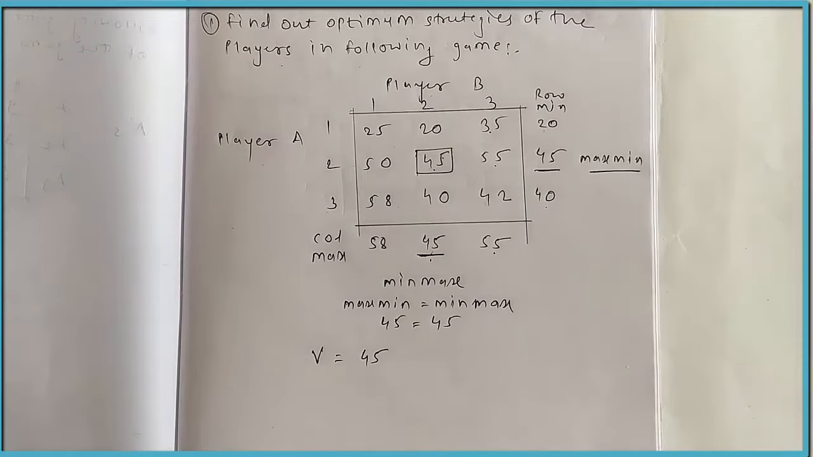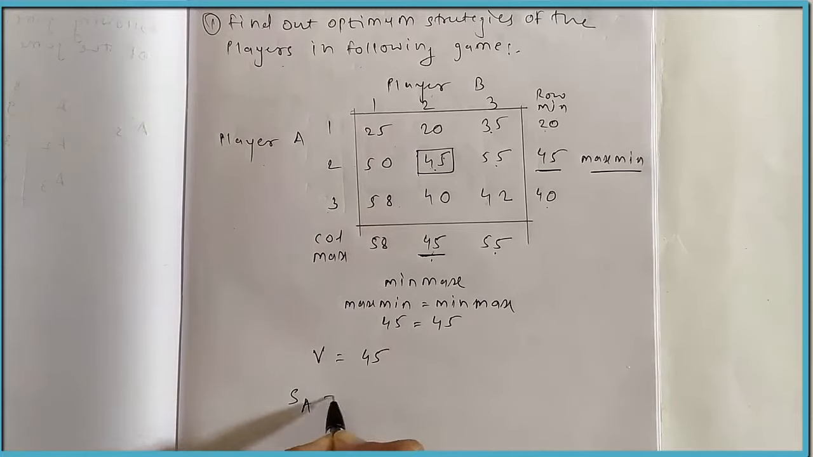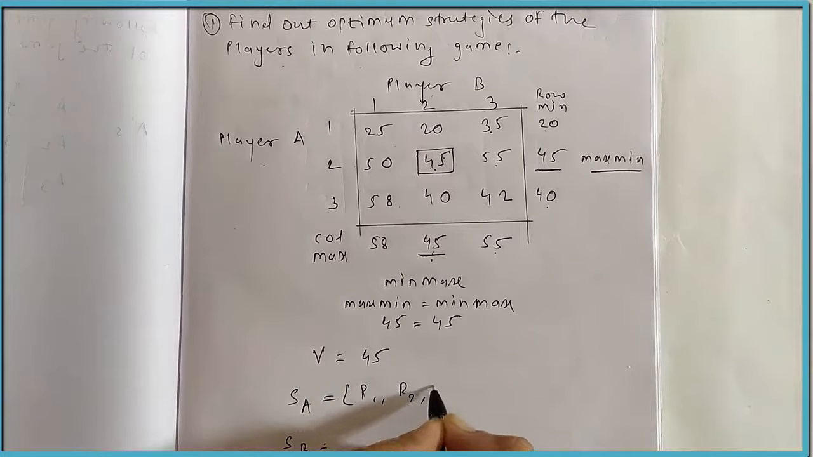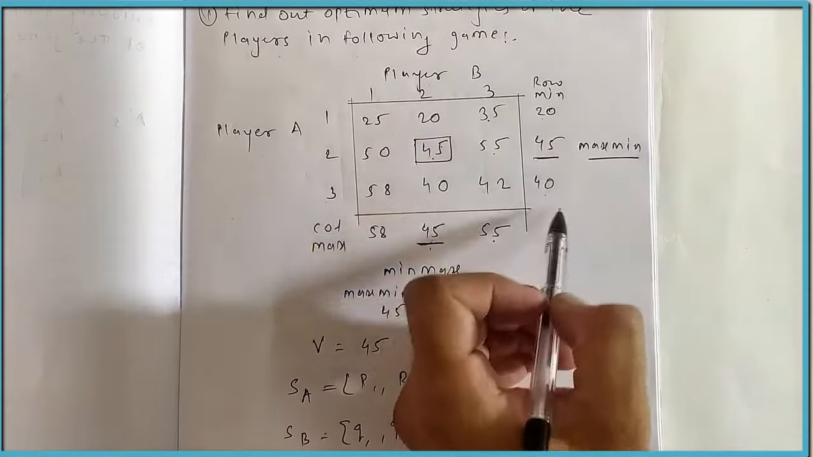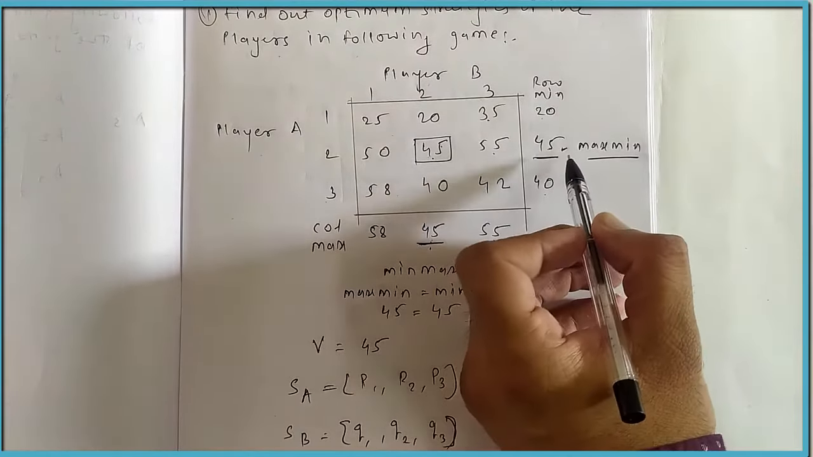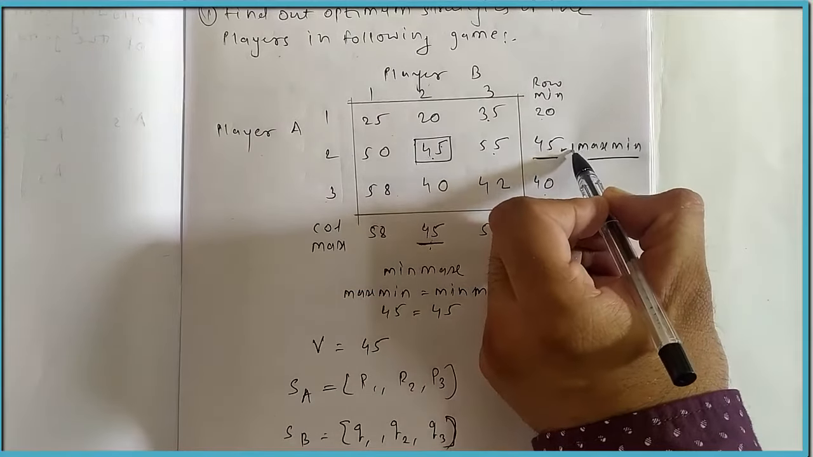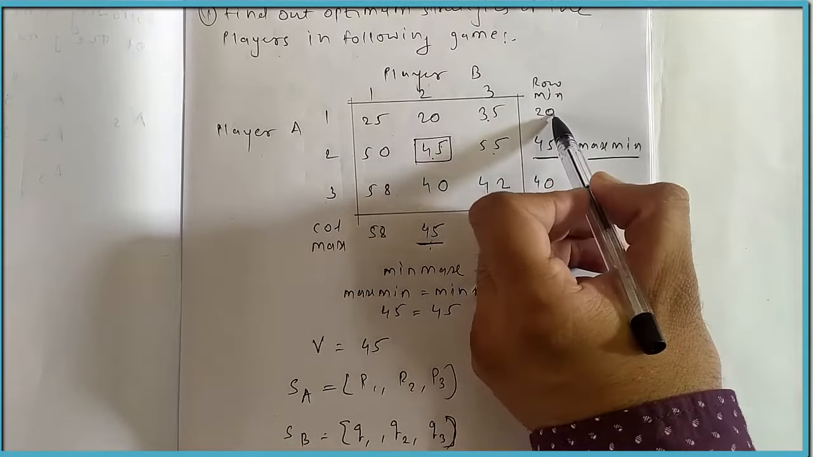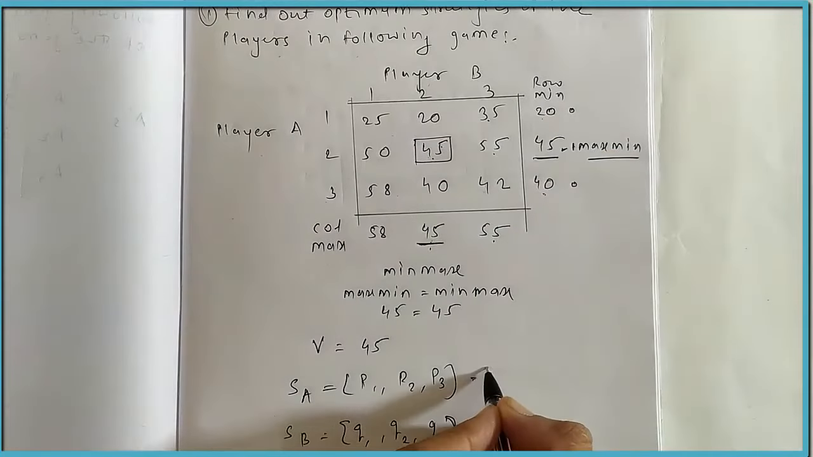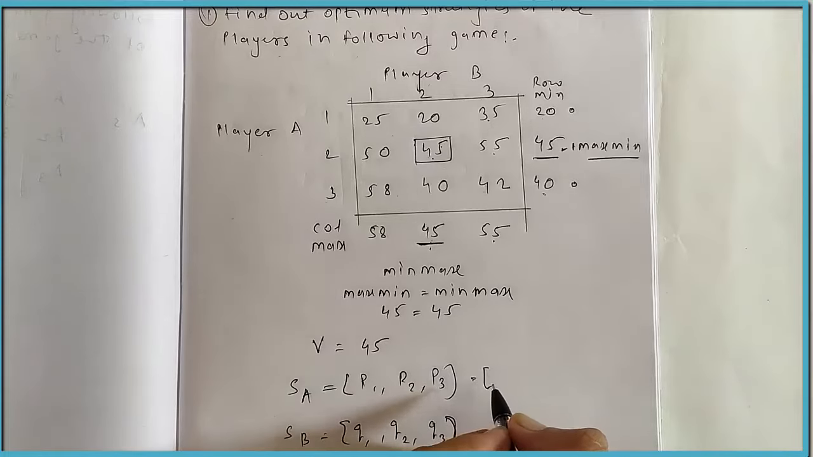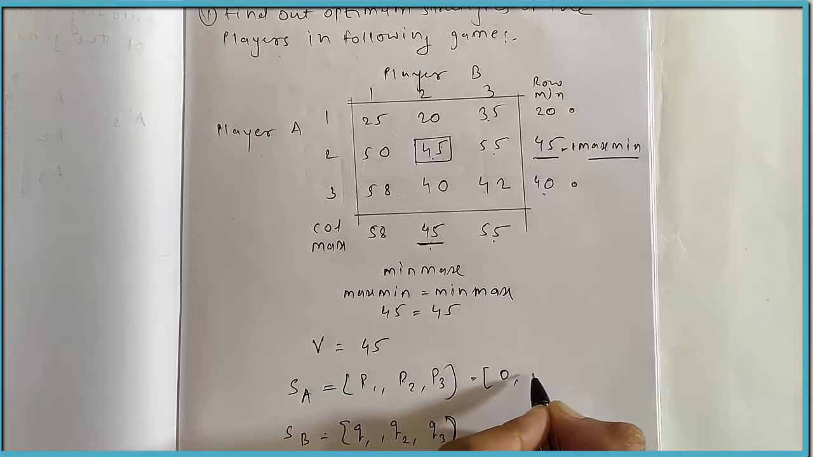After this, the final step is to find out the optimum strategy for player A and player B. Optimum strategy of player A and player B: P1, P2 and P3, Q1, Q2 and Q3. Now for player A, we have selected this strategy. This is the second strategy. Therefore here we will mark 1 and we have ignored strategy 1 and 3. Therefore here we will mark 0 and 0.